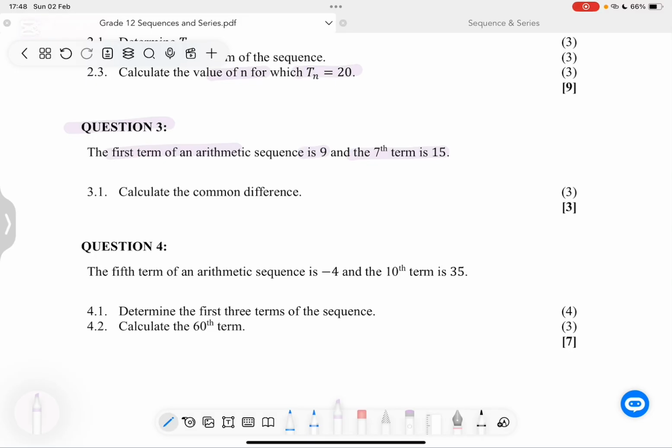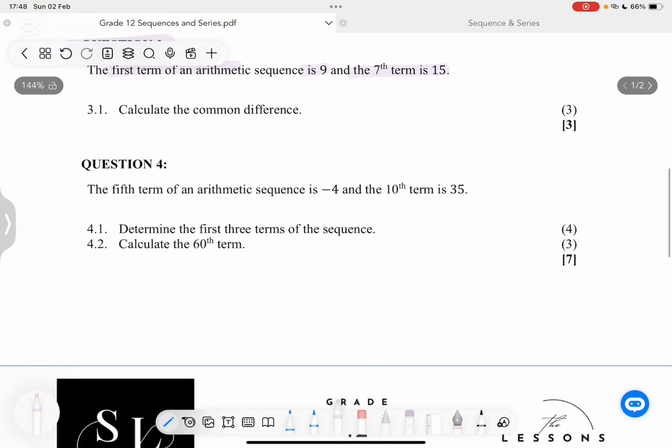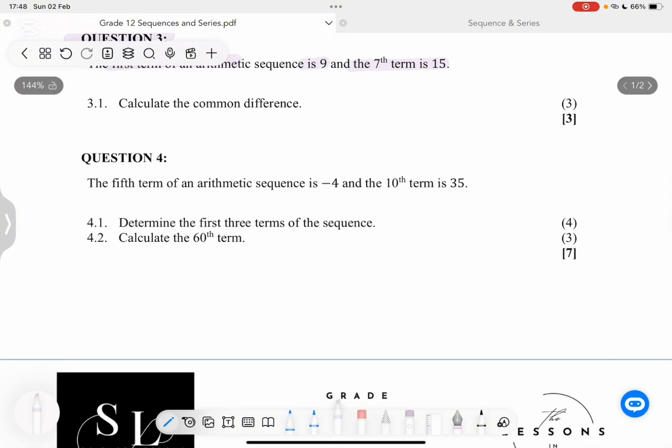It should be evident to you that the difficulty of these questions is increasing as we go by. So here in question 4, we'll look at another way in which you could be asked a question on arithmetic sequence following lesson 2.